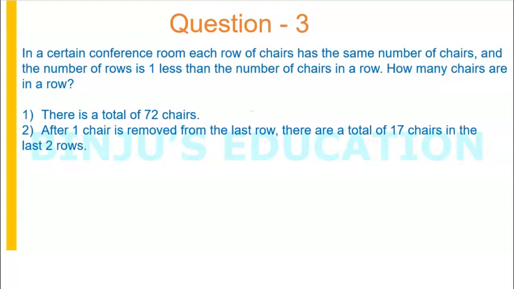Okay, pause the video and try this question. This is comparatively easier with respect to the previous question. So pause the video and try this one, please.